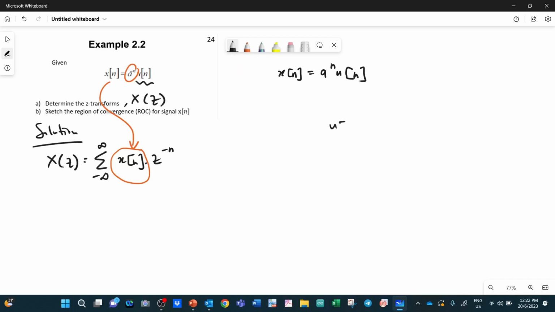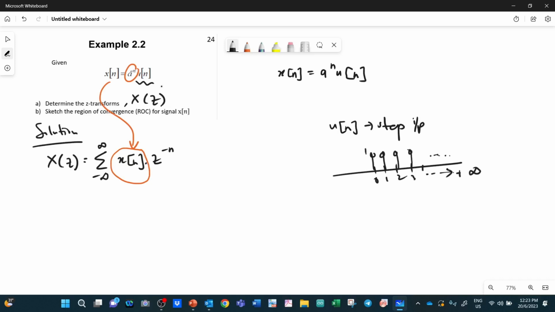So what was un? Un is actually a step input. Step input means that it starts from 0, 1, 2, 3 until infinity, with an amplitude of 1. How about the negative side? The negative side is all 0. So this is called a step input.